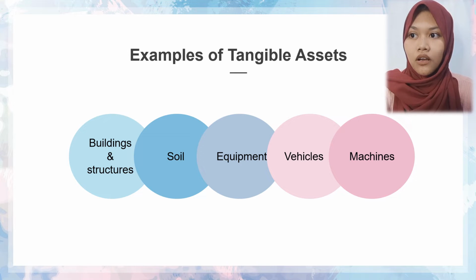Example of tangible asset. Tangible fixed assets are assets that have a physical form and are relatively permanent. Example: 1. Building and structure. 2. Soil. 3. Equipment. 4. Vehicle. And 5. Machine.